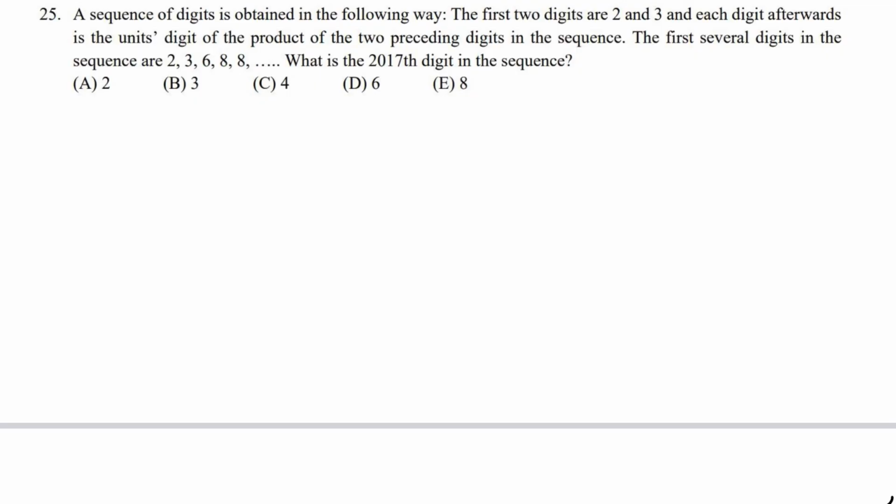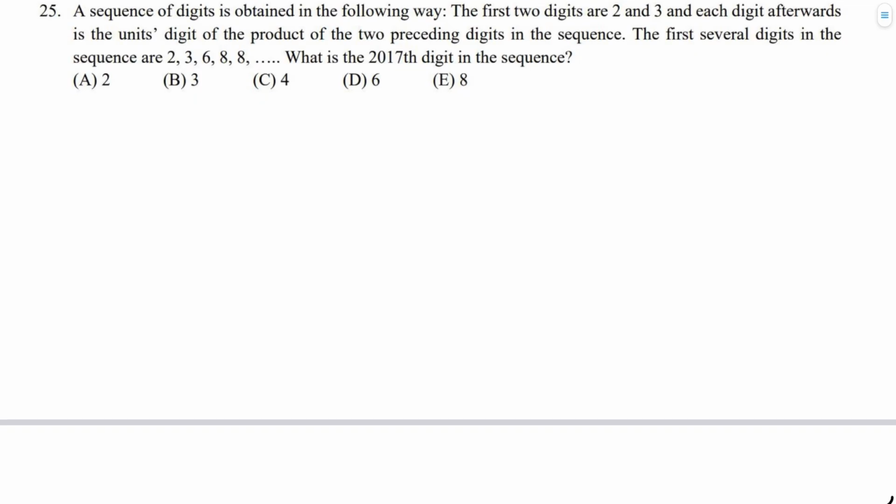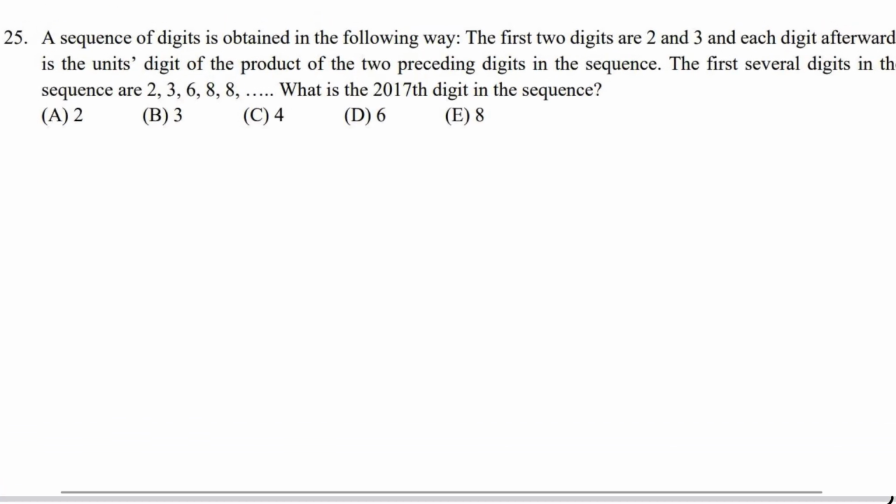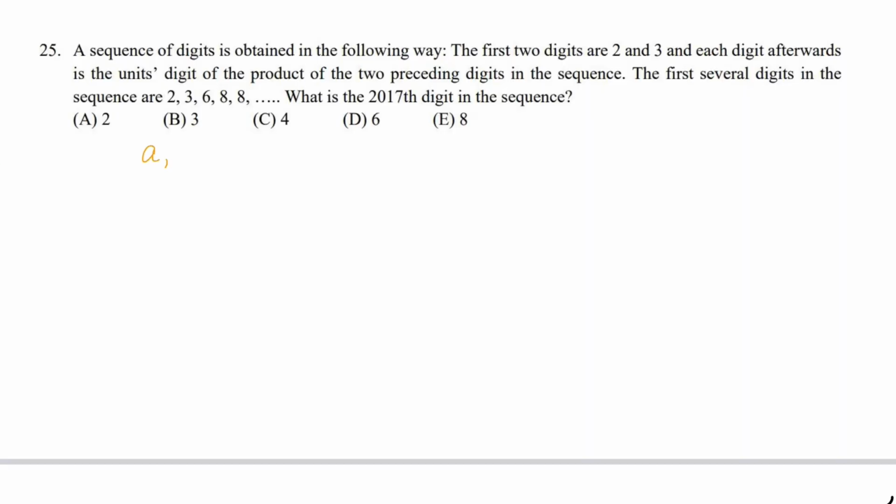The first several digits in the sequence are 2, 3, 6, 8, 8. What is the 2017th digit in the sequence? So my hint for you guys is to try writing down the sequence, at least the first 11 numbers, and see if it's being repeated or not. And I'm going to discuss the solution right now.